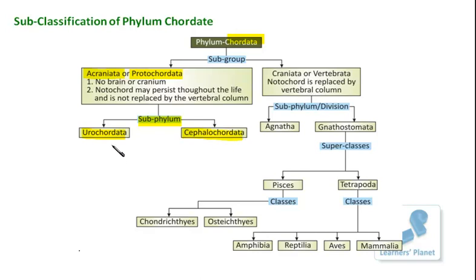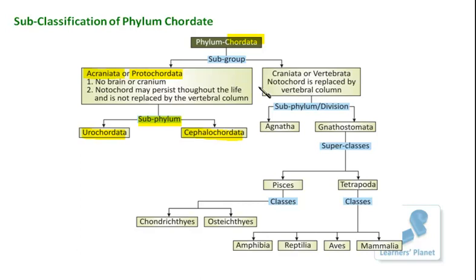Urochordata means the notochord is limited to the tail region. Whereas in the Cephalochordata, the notochord is present from the head region to the body part. So basically, what I mean by this is that the notochord is present either throughout the length of the body or in some region, and this makes the base for the further subclassification of the group Protochordata.